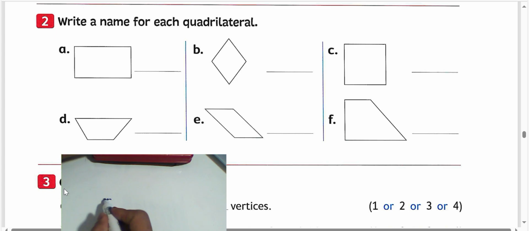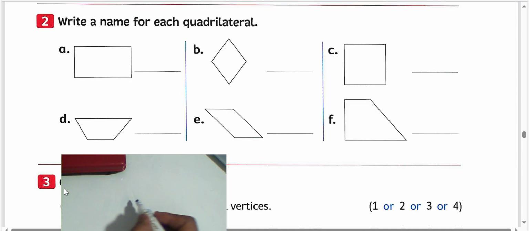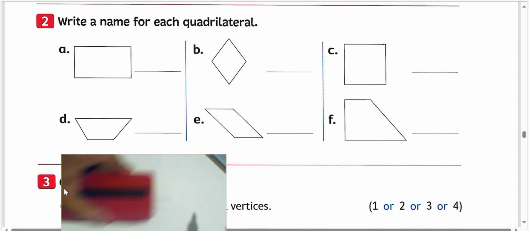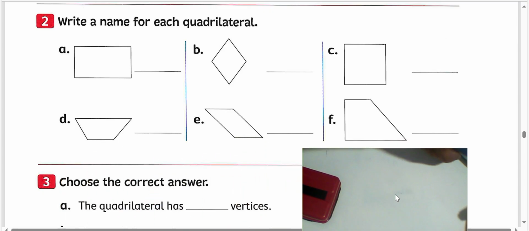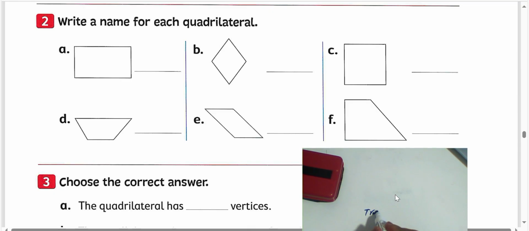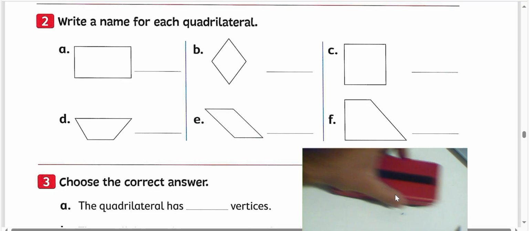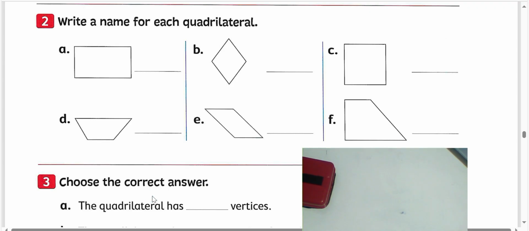Letter D, trapezium. Trapezium, okay. Letter E, parallelogram. Letter F, we have trapezoid or trapezium also. Trapezium, okay. Choose the correct answer.